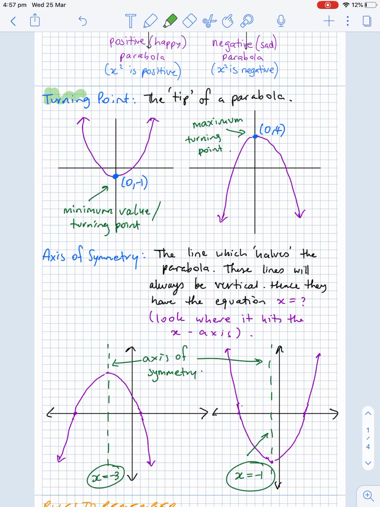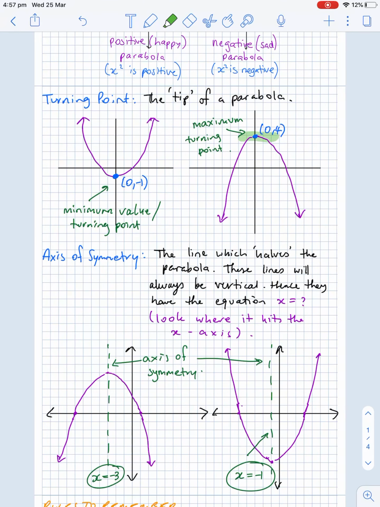So therefore, I know that this quadratic has to be a happy face. Okay, moving on, turning point. The turning point of a parabola is the tip of the parabola. Here I look at this happy face and I see that it turns here. This is my tip, well, not the end point, but the bottom of the parabola. That's what I call the turning point, or the minimum value, because that's as low as the parabola gets.